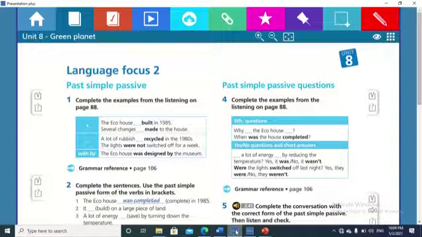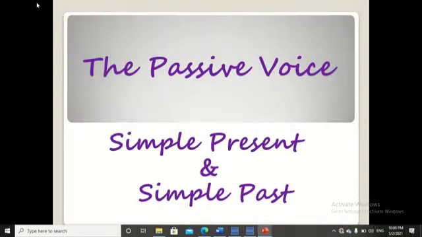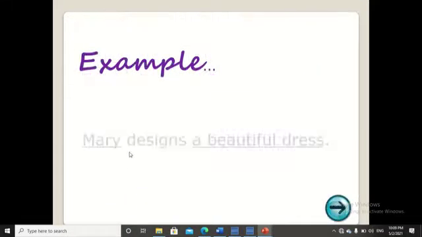Of course, last time I asked you to complete exercises 1 and 4, which are taken from listening on page 88. Before starting with our lesson, let's remember together the way we do the passive. Last time we started talking using this presentation, so let's remember together. Of course, this is passive voice, simple present and simple past.